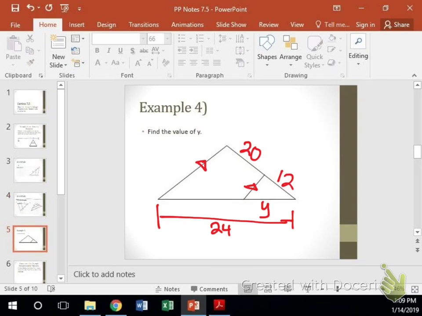If I want to just represent this big chunk of the bottom side, the whole thing is 24 and this little part is y. So does anybody know how I could represent that part? Keon? We're not setting it up yet. We're just trying to identify how we would represent just this chunk of the bottom side.